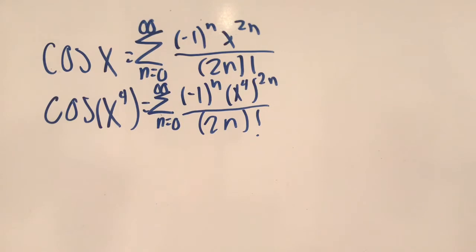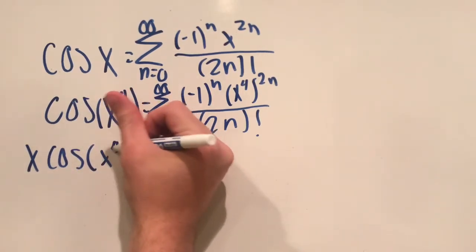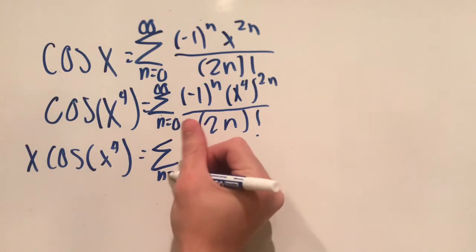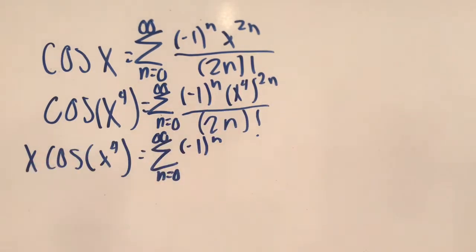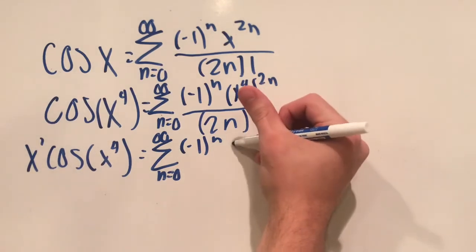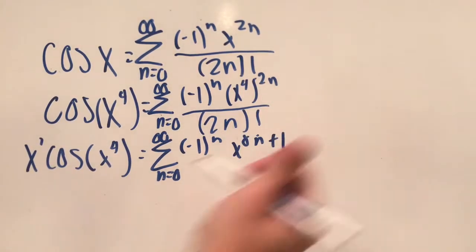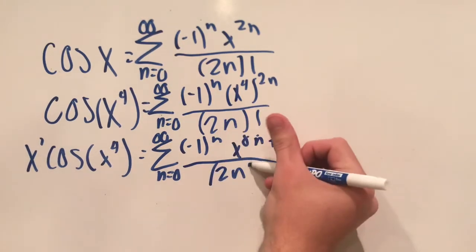Well, what happens if you have a coefficient of x? Well, let's find out. X cosine of x to the fourth. Now you're still going to have the summation, n equals 0 to infinity. You're still going to have the -1 to the nth power. Now this is where it gets changed. Remember, this is really an x to the 1. When you multiply powers, you are really going to add them, as opposed to taking the power to a power, where you multiply them. So when you are multiplying powers, you're going to add them, so you're going to be left with x to the 8n plus 1, because this 1 comes from this x in front, and then you're going to be left with the denominator of 2n factorial.